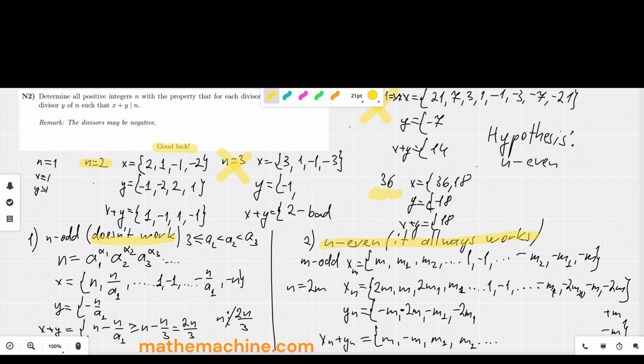How did we approach this idea of the hypothesis that we should get? So then our hypothesis is actually a solution, that n should be even.